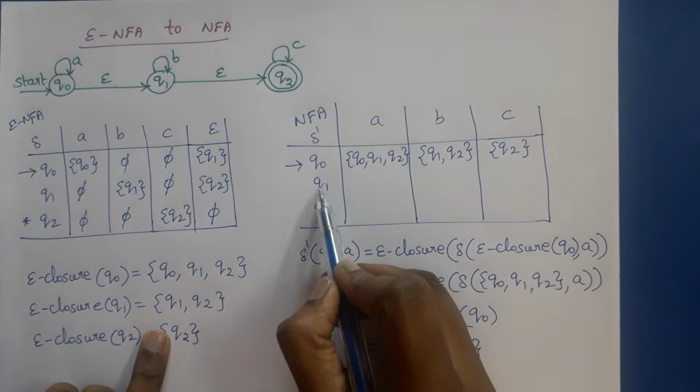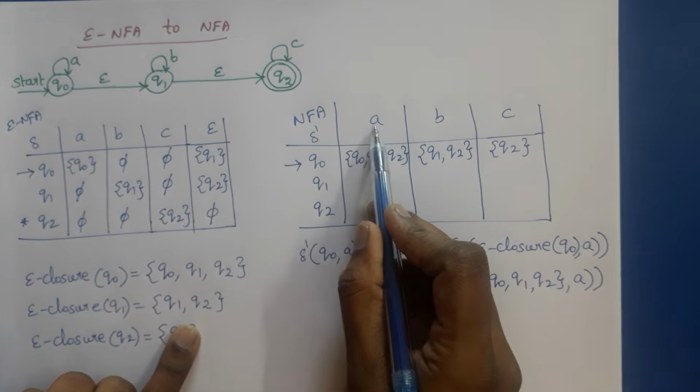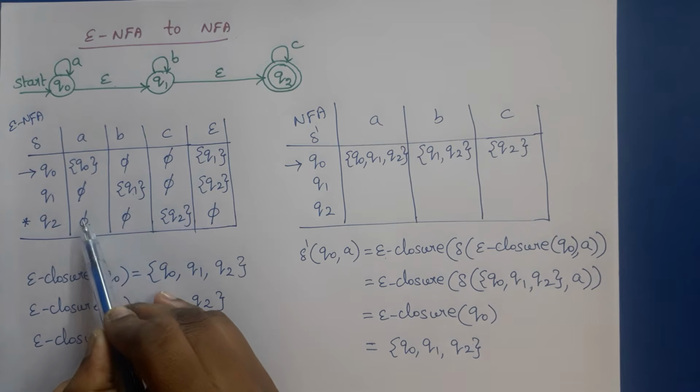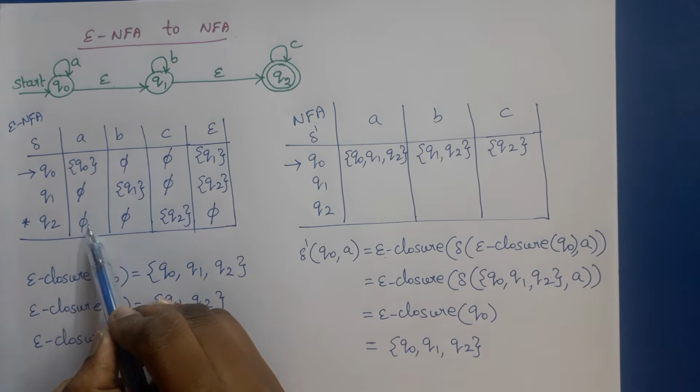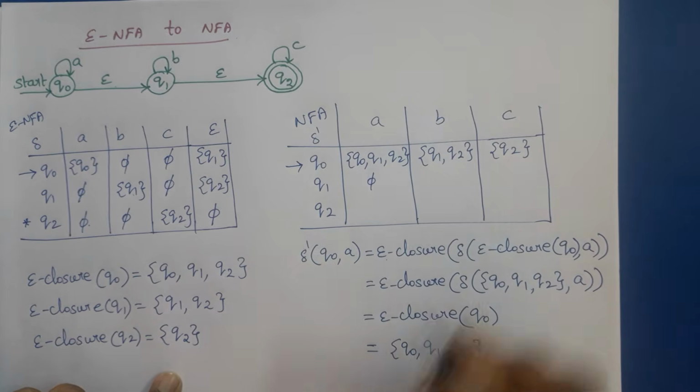Then Q1 and A. Delta dash of Q1 comma A: first we have to find epsilon closure of Q1, so that is Q1, Q2. Then Q1, Q2 comma A, so delta of Q1 A union Q2 A. That is phi. Union of phi and phi is phi. Then epsilon closure of phi is phi.